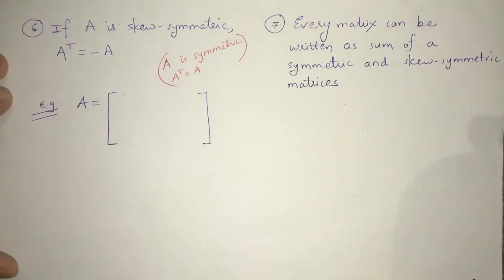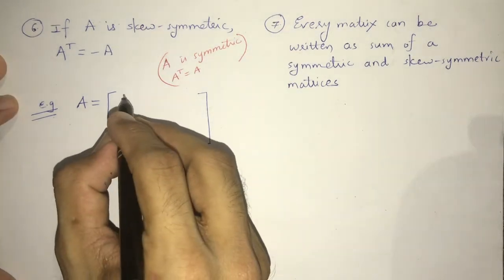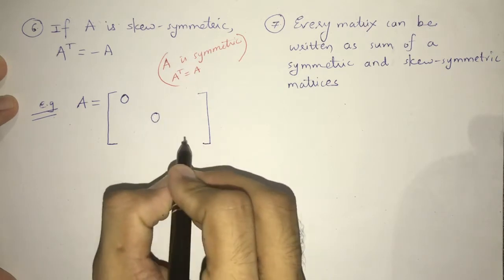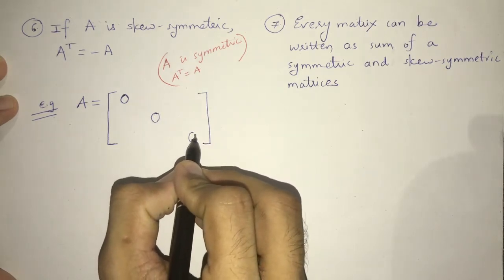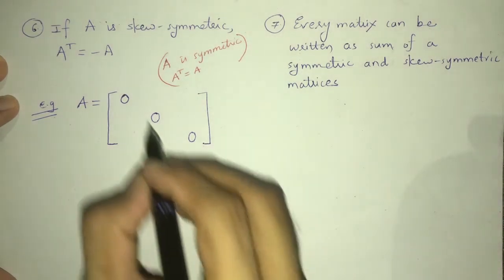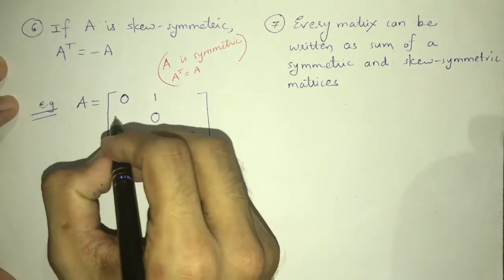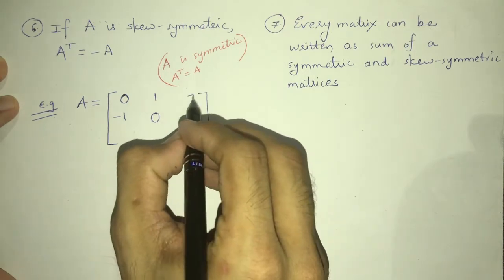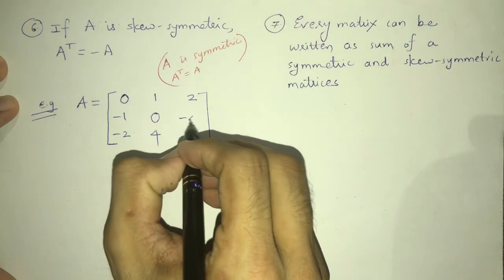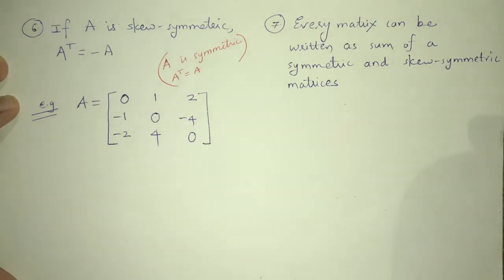In a skew symmetric matrix, we have discussed this before in the definition of all the matrices, that all the diagonal elements must be 0. If there is 1 here, then this becomes -1. If there is 2 here, then this becomes -2. If there is 4 here, then the mirror image becomes -4. The mirror image should be negative.